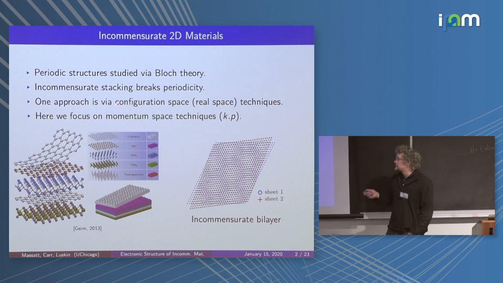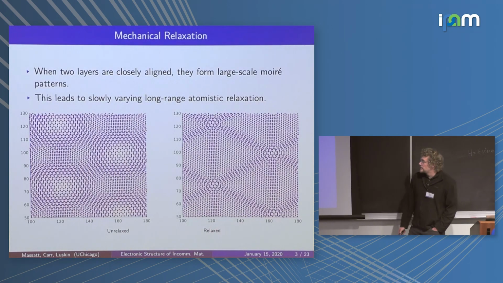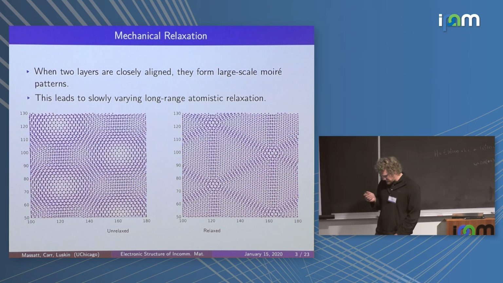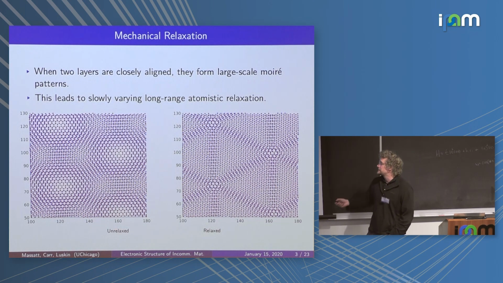Here we're going to focus on a momentum space technique, which is very related to K.P, where you use the plane wave basis, even though the system is incommensurate, and just understand how the incommensuration causes couplings between the waves. So this would be very similar to the work of McDonald and the Kixeris group also. And to put something else on top of it, to show the power of the technique, we're going to extend it to when there's mechanical relaxation. So we don't actually require the two layers to be homogeneous.